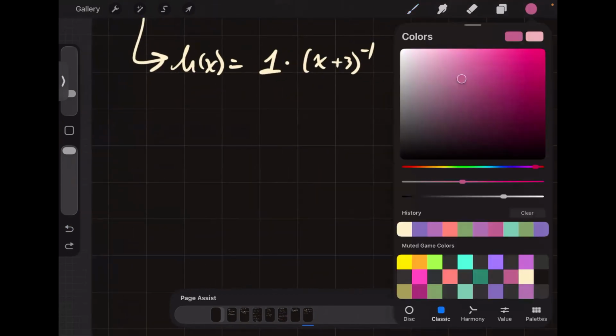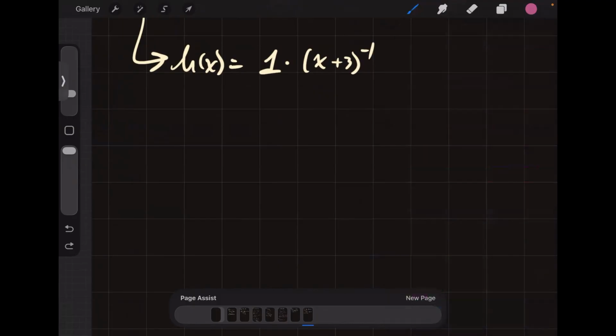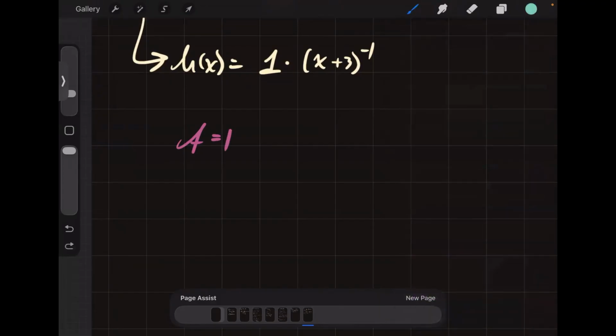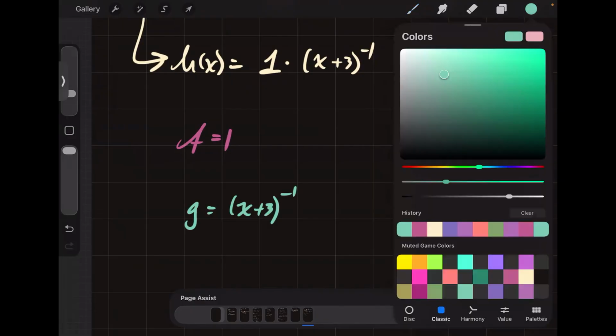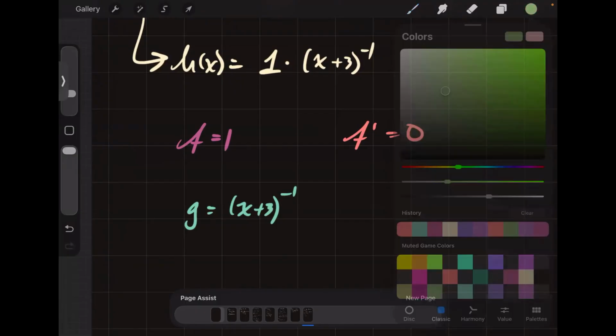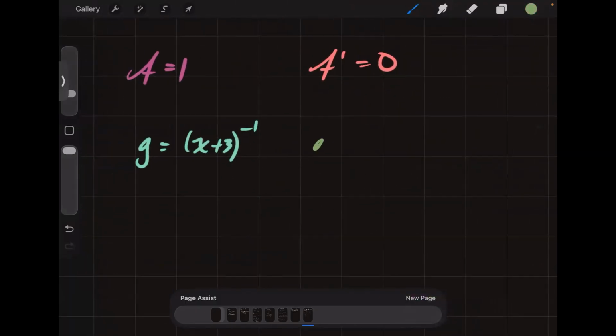Okay. So I would argue that f of x is going to be 1, just that first piece. And g is going to be x plus 3 to the negative 1. F prime is going to equal 0. That's pretty straightforward. What about g prime? I'm going to give you guys a second to do it. Please hit pause, and we'll work it out together.